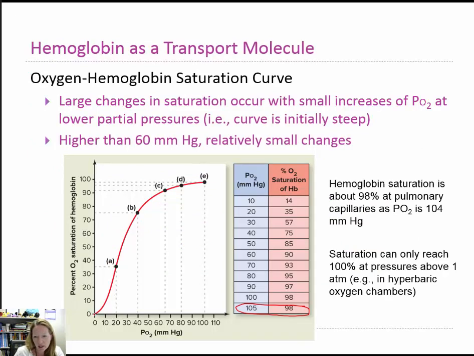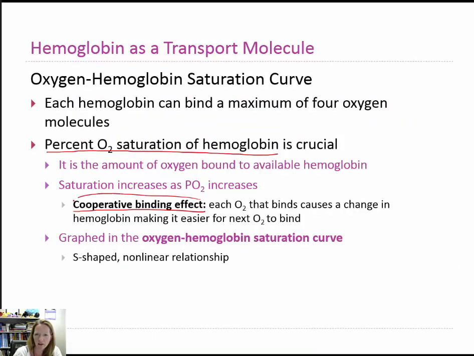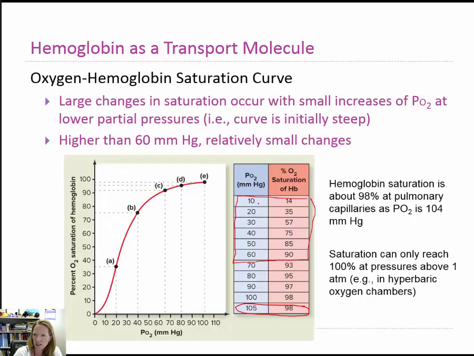So let's take a look at what happens down here. You have this huge, steep, large change at first. From 0 all the way up to about 60, you're going to have a really large change in saturation that's going to occur. See? It's a big change. It has a lot to do with this cooperative binding effect. You're going to start to have some oxygens hop on, and then they're all going to want to hop on after that.